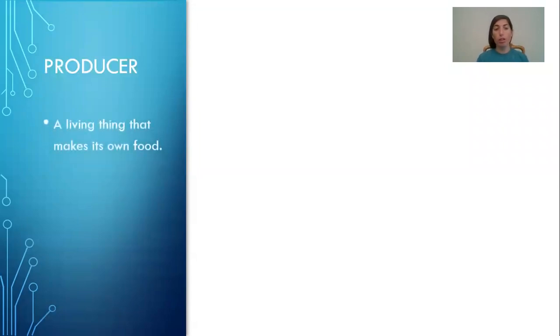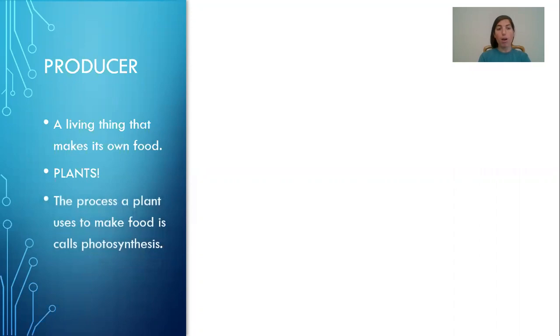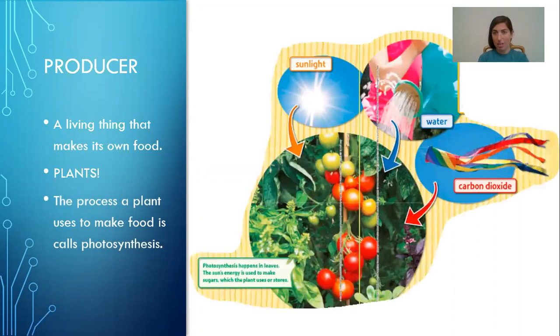So, producers are a living thing that makes its own food. They are mostly plants. Okay, they're able to make their own food. That includes vegetables and fruit, because they grow in the earth. The process a plant uses to make food is called photosynthesis.